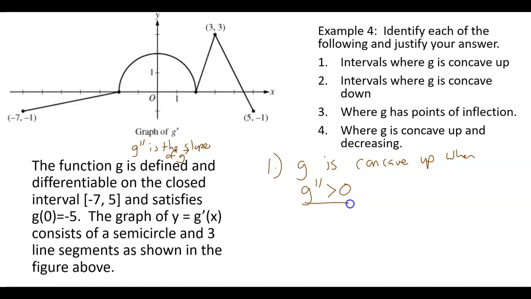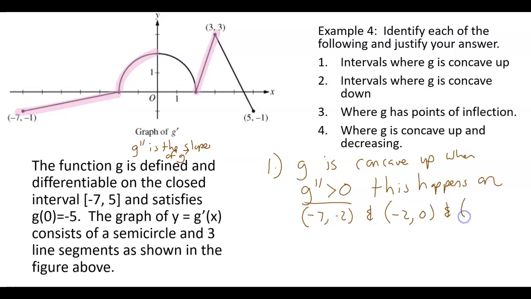So if I'm looking for where G double prime is positive, that means I'm looking for anywhere on this graph that I'm looking at right now. I'm looking for where it's increasing, moving in an upward direction, which is here. G prime is going in an upward direction, and here G prime is going in an upward direction, and here G prime is going in an upward direction. And so I would say this happens on -7 to -2 and -2 to 0 and 2 to 3. All right, next one.